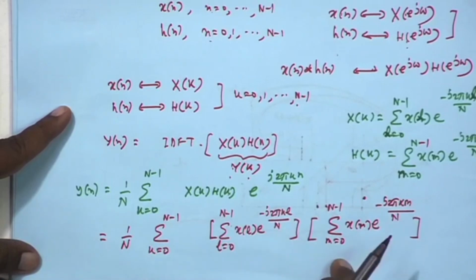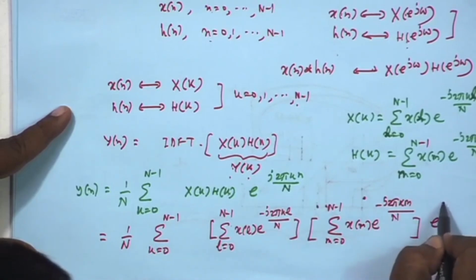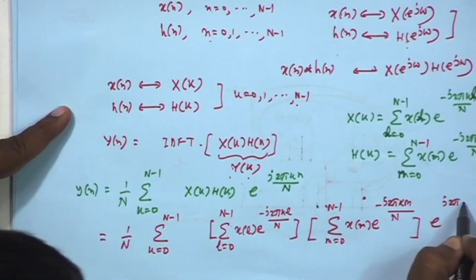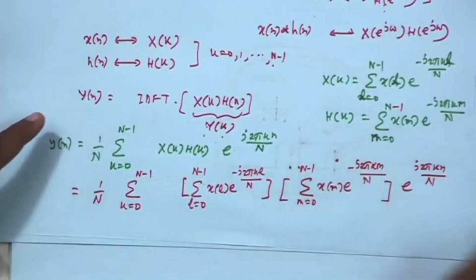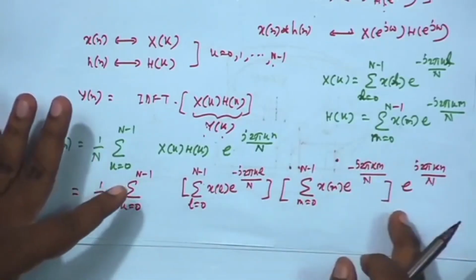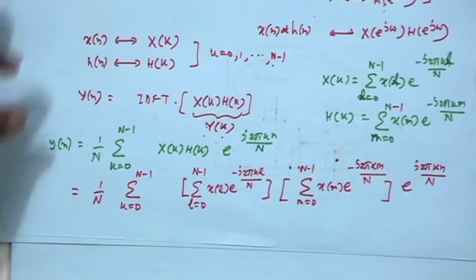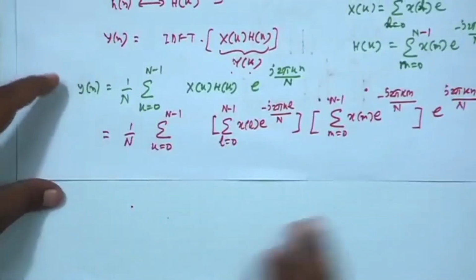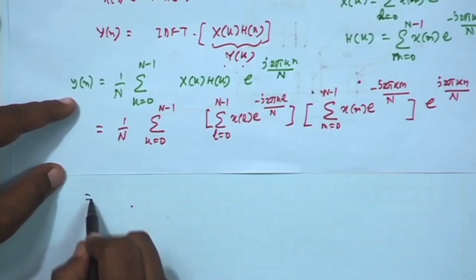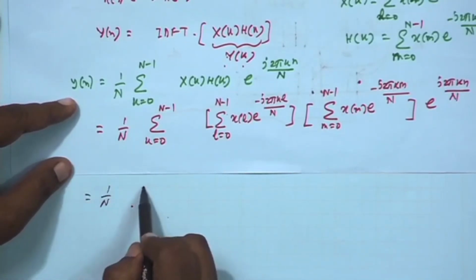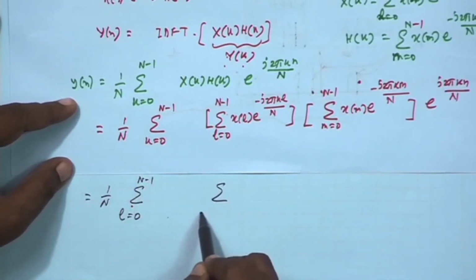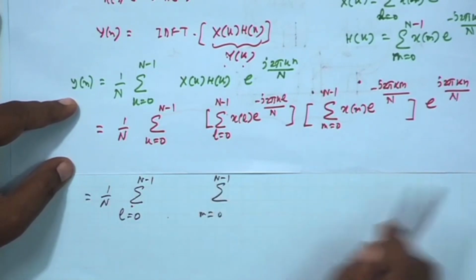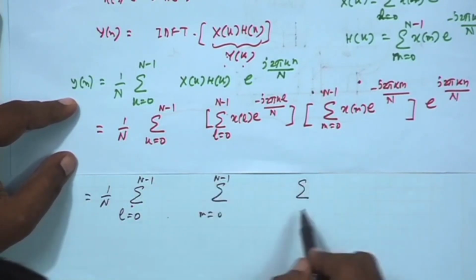So, capital X[k], capital H[k] into e to the power j... right. Now, there is a triple summation, so I can interchange the summations. I will bring the outermost summation and make it the innermost summation. In that case, you will have 1 by N outside, then l equal to 0 to N minus 1, then m equal to 0 to N minus 1, and inside is the sum over k.